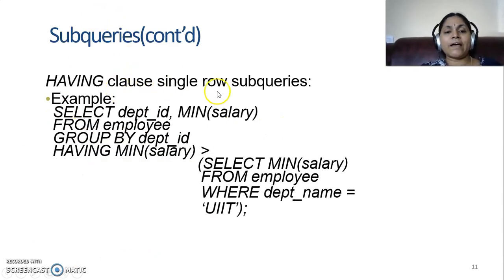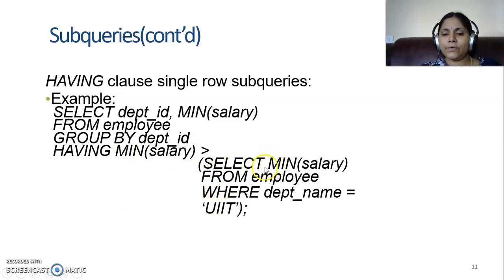Of course, we can use the having clause also in single row subqueries, like select department ID, minimum salary from employee group by department ID having minimum salary greater than. Like this also we can use it in the subquery.